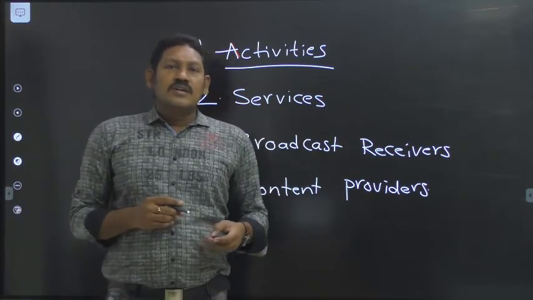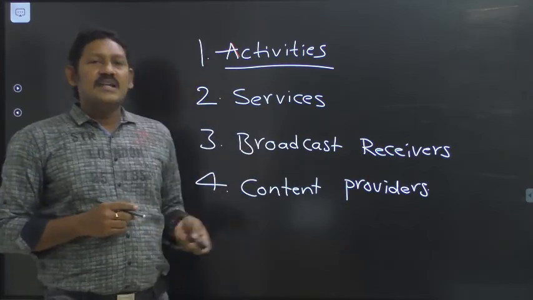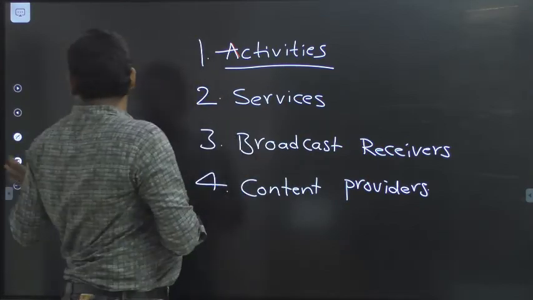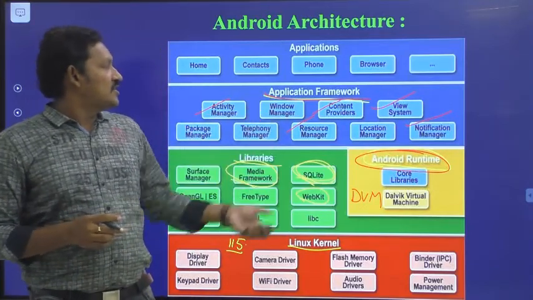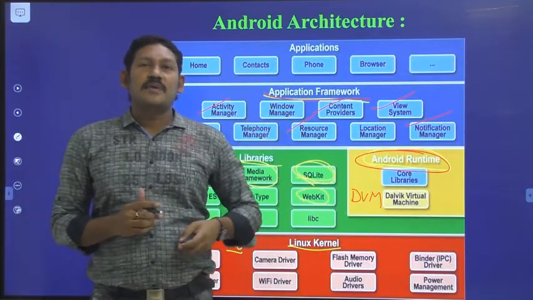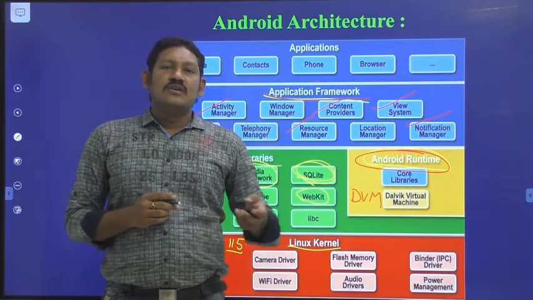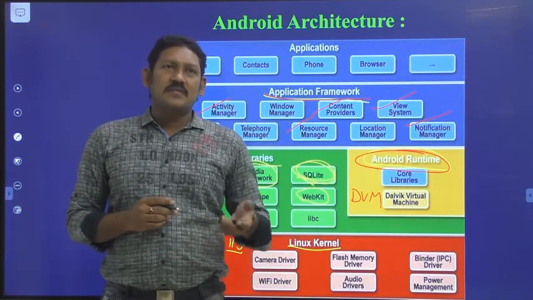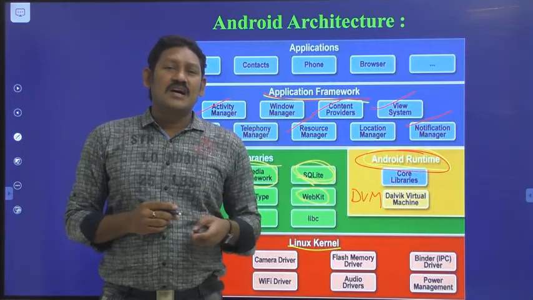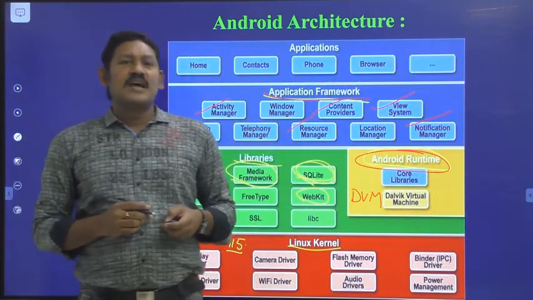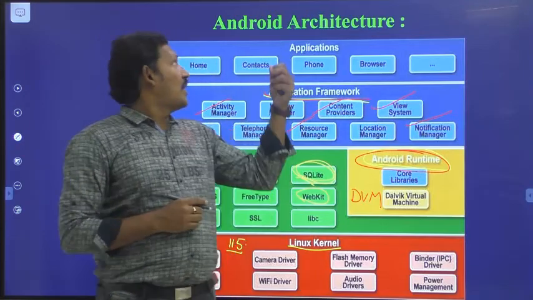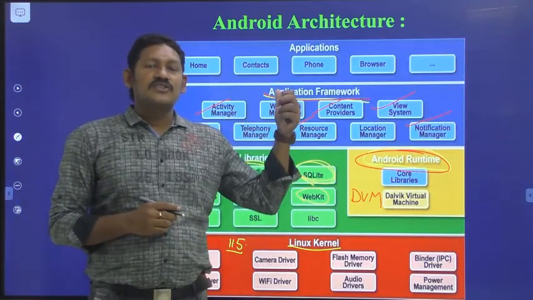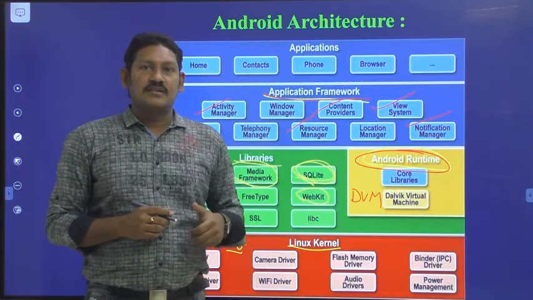In addition to all these, in addition to this structure of Android, we have some additional components. They are fragments, views, layout, intent, resources, manifest, etc. With this, we will wind up the Android architecture. Thank you.